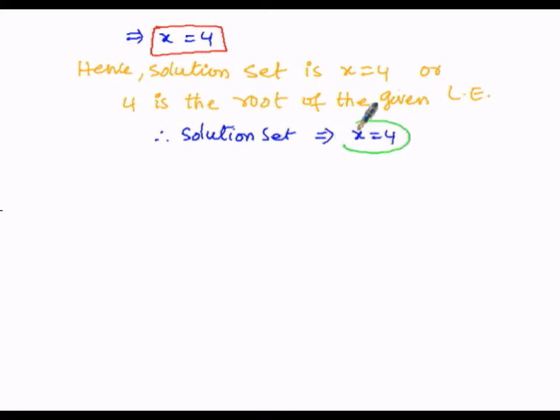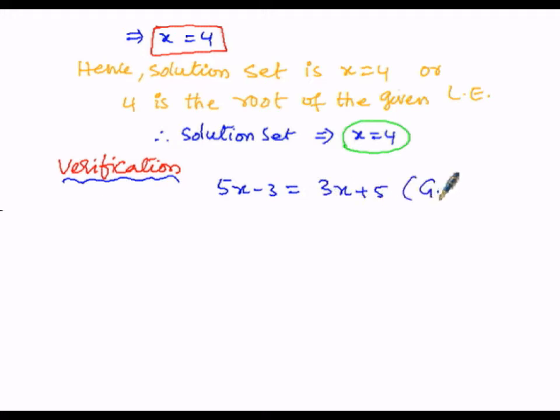So now let us verify, that is the verification part. In our verification part, the given equation is 5x minus 3 equals 3x plus 5, which is given, but our solution set is x equals 4.